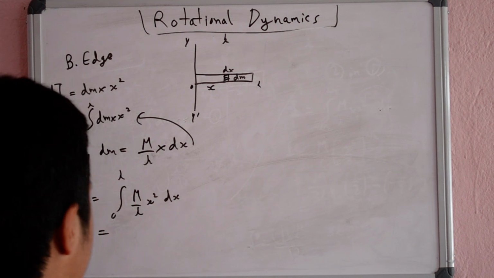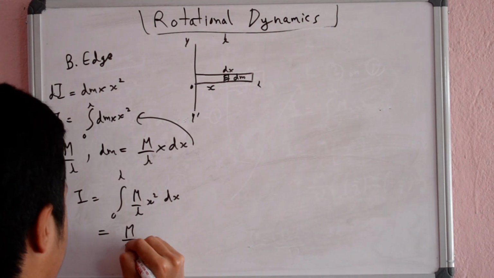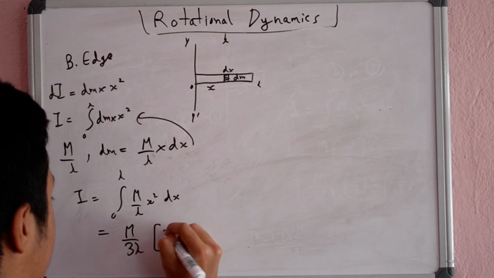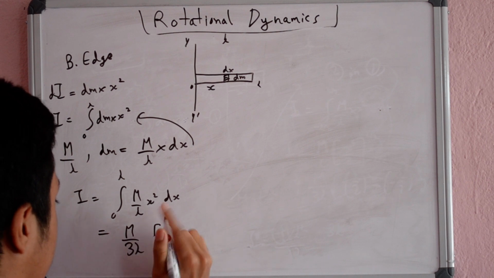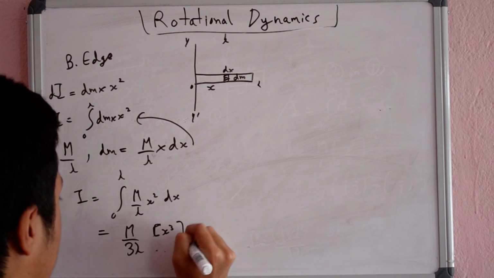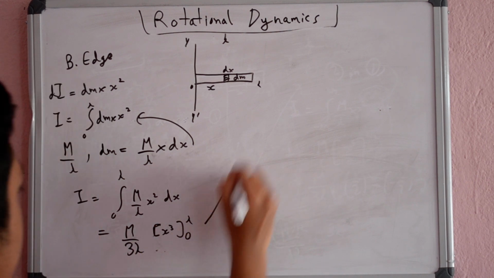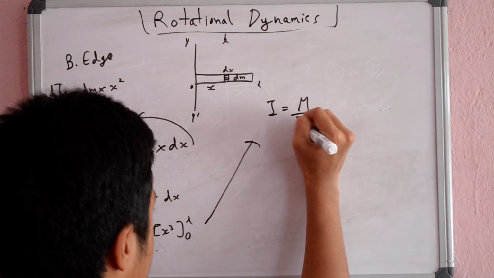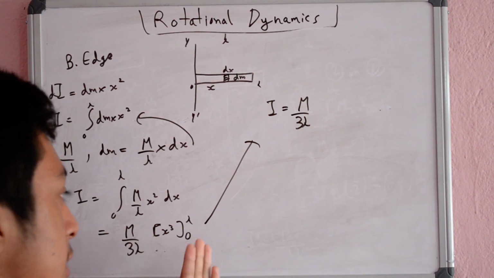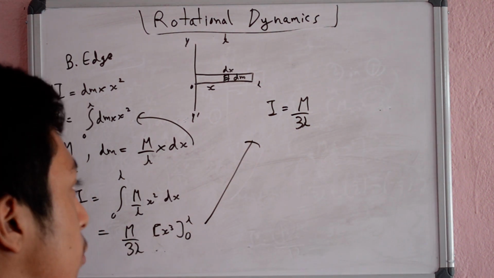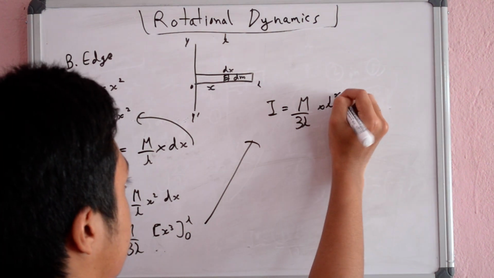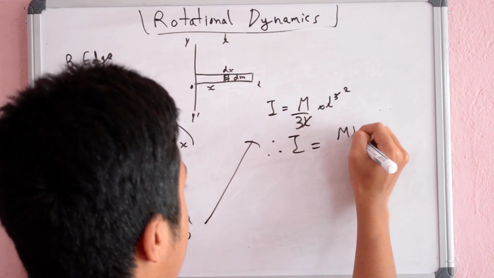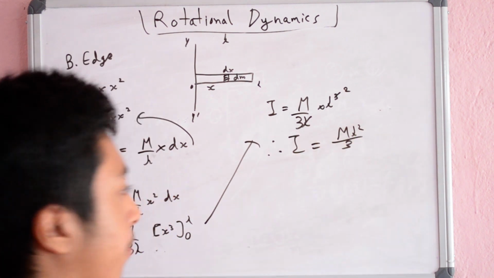Thus we again have M by 3L. Let's just do it directly because we did it previously. x cube going from L to 0. So now here M by 3L. Well, this is L cube minus 0, which is just L cube. This cancels, giving L square. So we have moment of inertia as M L square by 3.